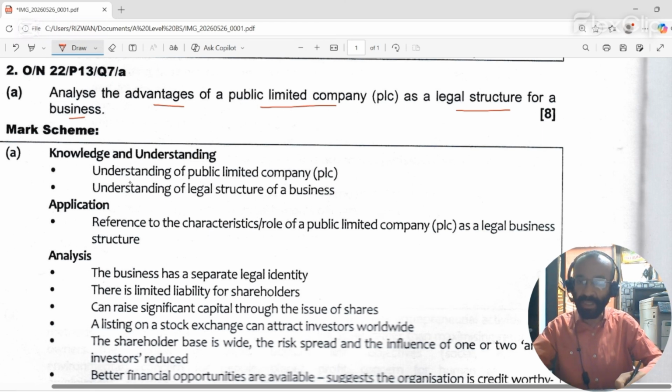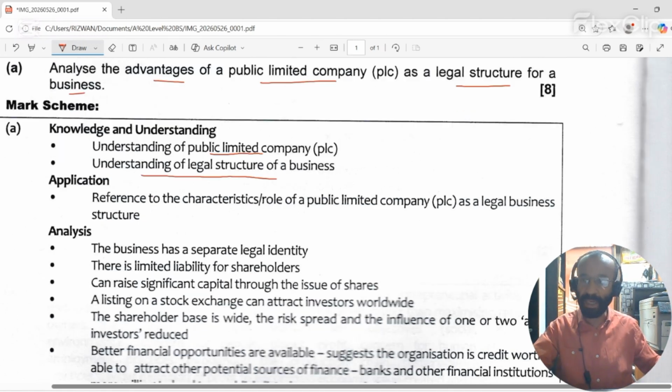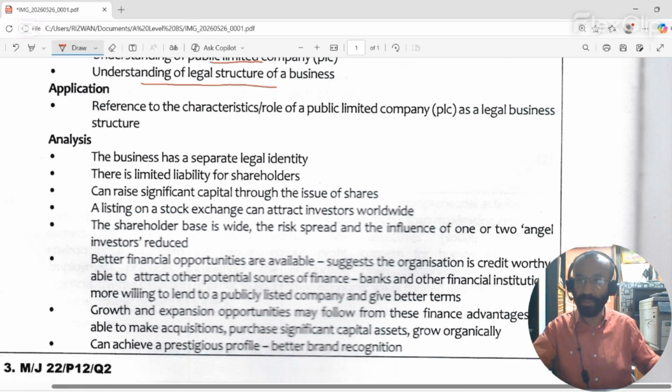So you must have the understanding of the public limited company and the understanding of the legal structure of the business, and the application that is required in the answer is reference to the characteristics and role of the public limited company as a legal business structure.